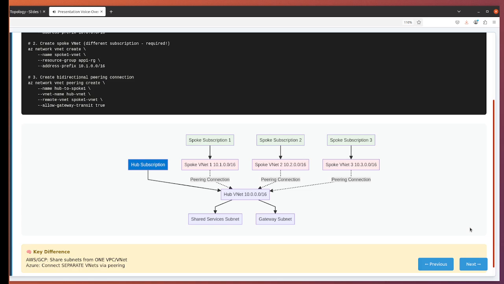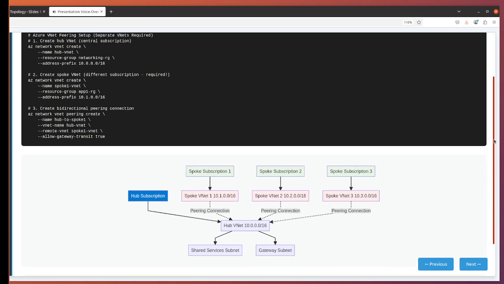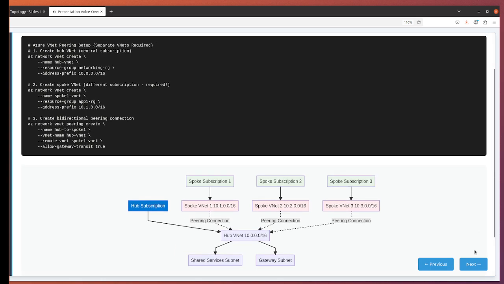Instead, Azure uses VNet Peering with hub and spoke topology. You create separate VNets in each subscription, then peer them together. It's connection between VNets, not sharing of the same VNet. This means you're managing multiple VNets instead of sharing subnets from one VNet. It achieves similar connectivity goals but with a completely different architecture and cost model.